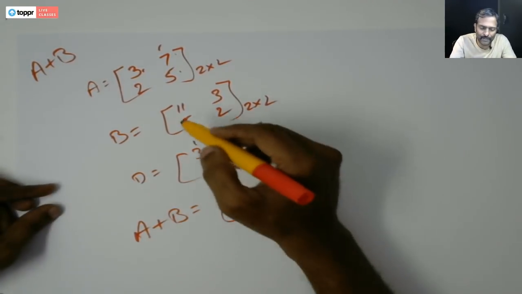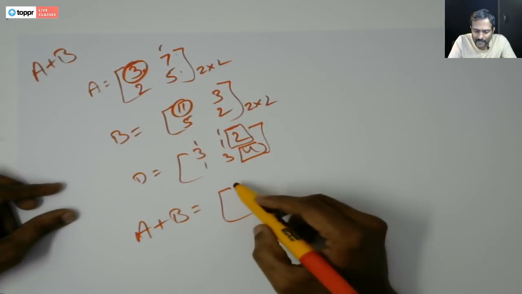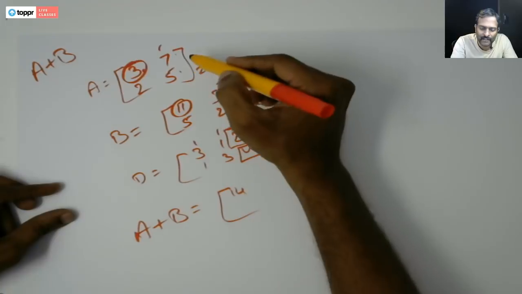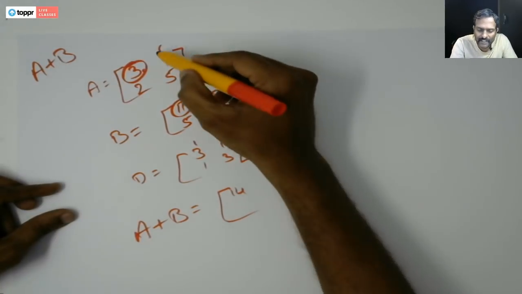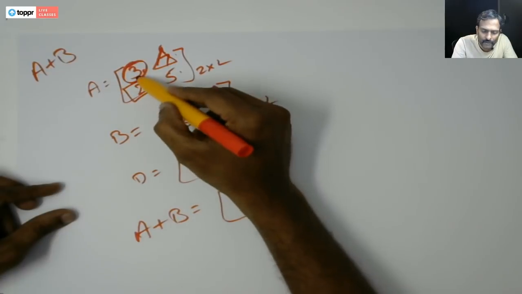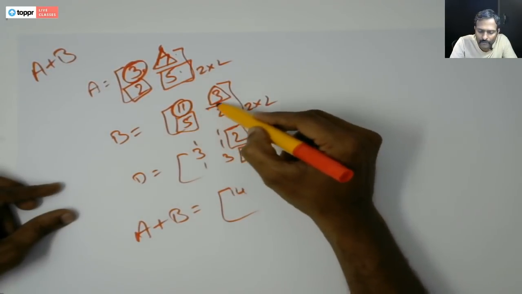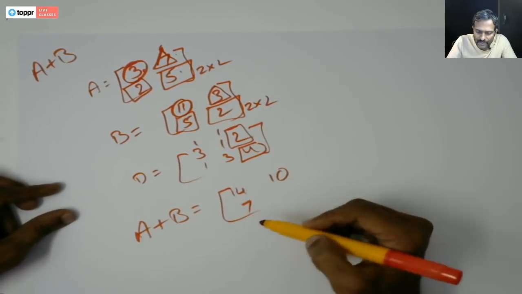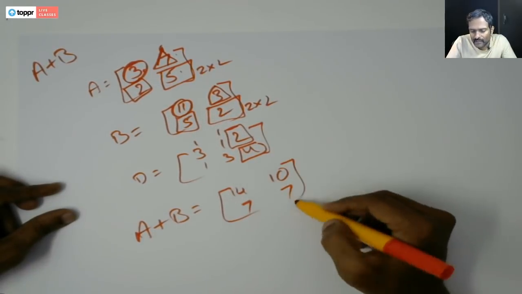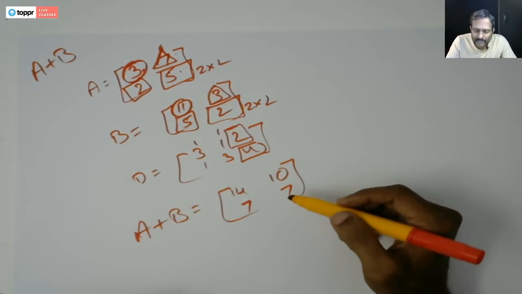How do you add? Simply add the corresponding elements. 3 plus 11 is 14 and 7 plus 3 is 10. And 5 plus 2 is 7 and 2 plus 5 is 7. So we just add the corresponding elements to get the sum.